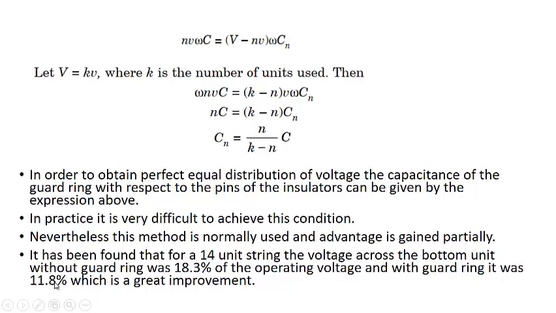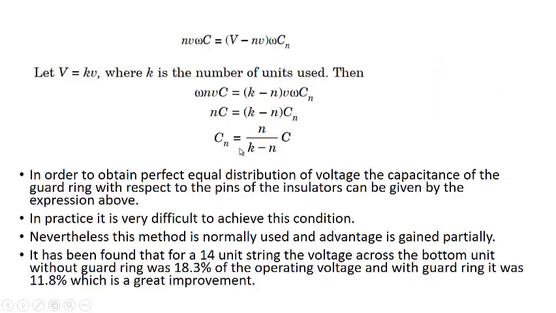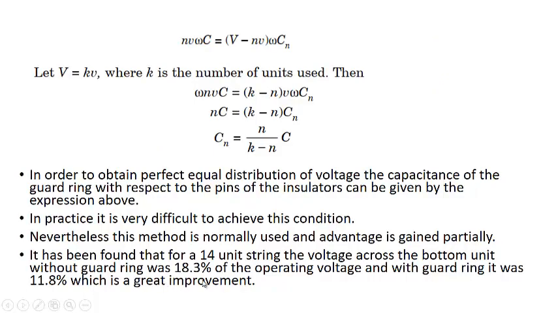So what I mean to say is, in this case we are not perfectly designing it in such a way that we get the capacitance from this formula. We just put the guarding in this way without actually calculating the actual values, and then you will see there is a slight improvement in the voltage distribution. It should have been 7, but it is 11. It has improved from 18 to 11. So it has not exactly matched 7.14%, which is very difficult to achieve.